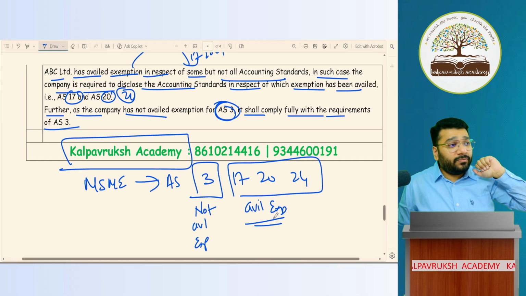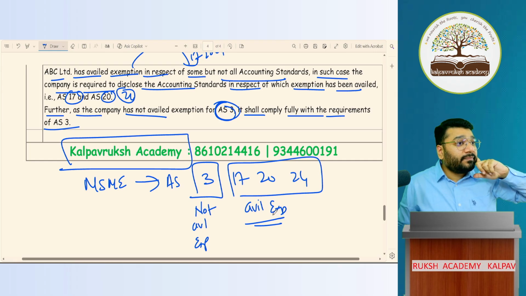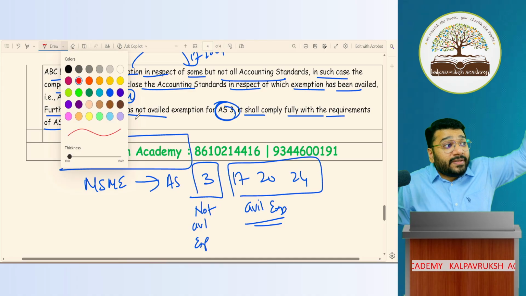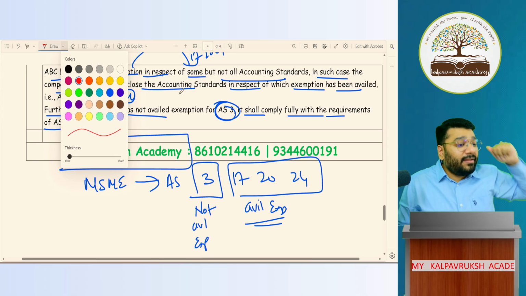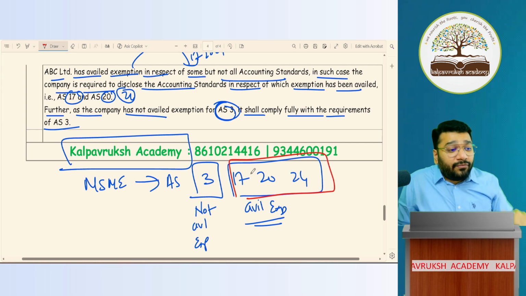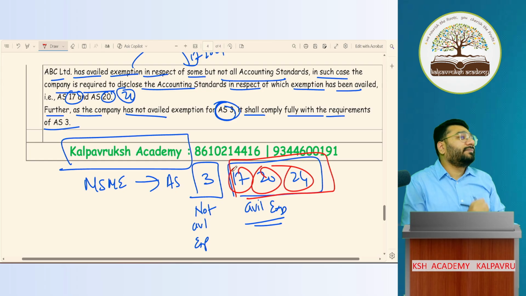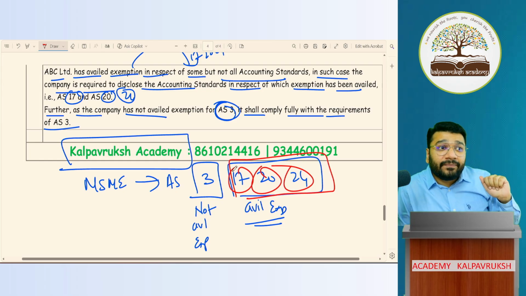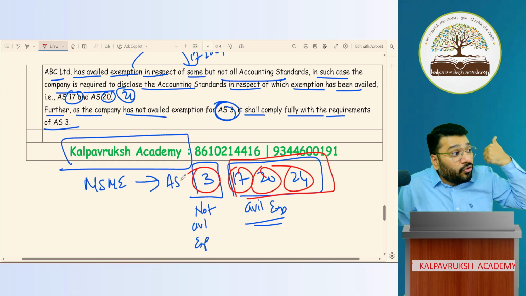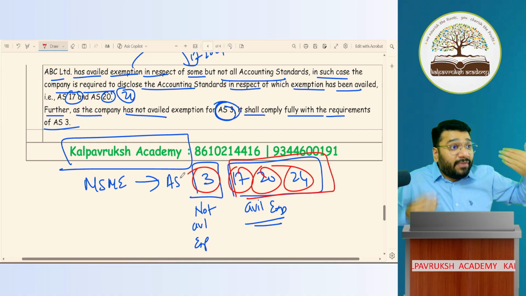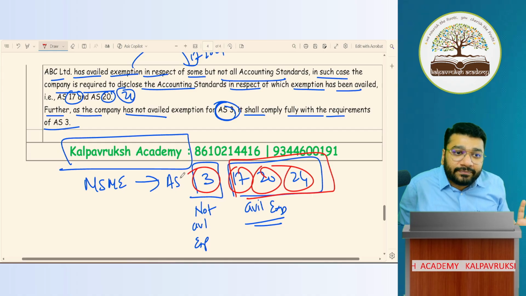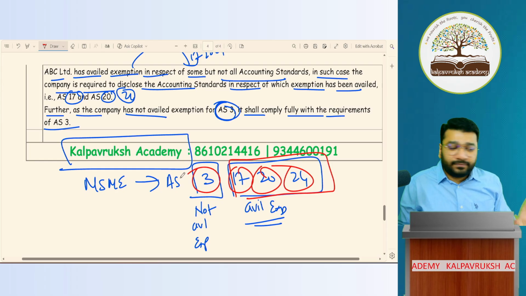What is point A telling? You have to disclose the AS for which you have availed exemption. I have to mention in the notes to accounts that I'm availing exemption for 17, 20, 24. What is B telling? Now that AS 3 is being complied, don't comply partially. Do full compliance and mention that I've done full compliance of AS 3. Like that, give a comment. Now clear or not clear? Online people, now clear or not clear? Okay.